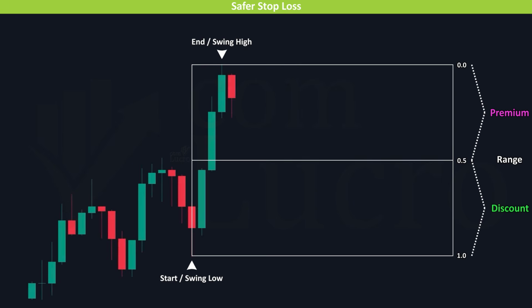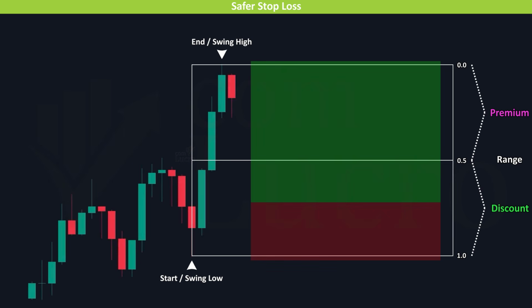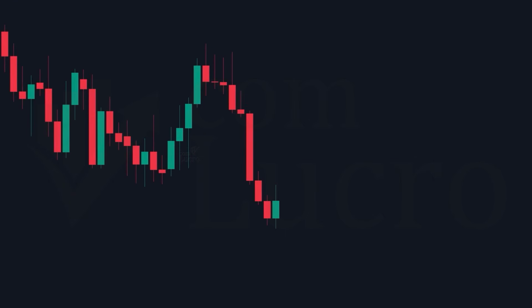3. Safer stop. The optimal price level to set our stop loss, ensuring safety from market fluctuations, is below this swing low. If the price breaks through this level, we will experience a market structure shift. Therefore, the bulls will do their best to support this level. Hence, the closer your stop is to this level, the safer it is. This is the third reason why we enter trades in the discount zone. Now, let's have a recap.